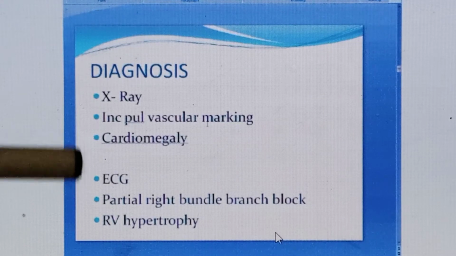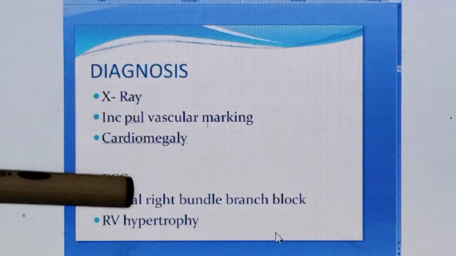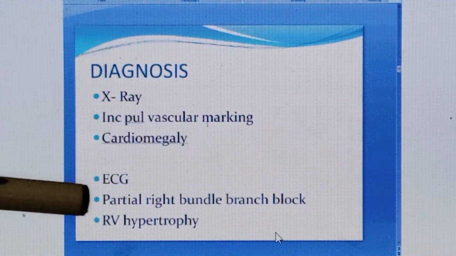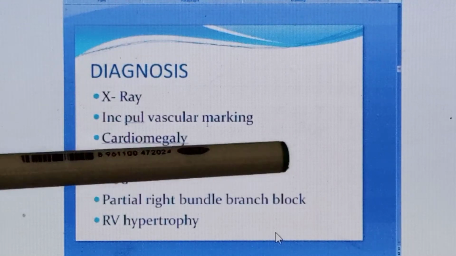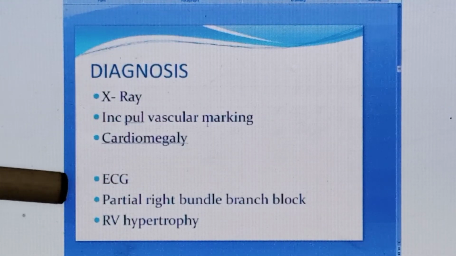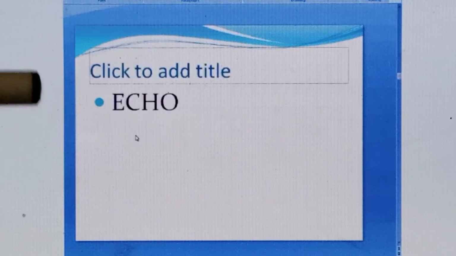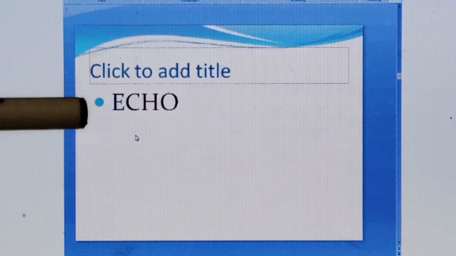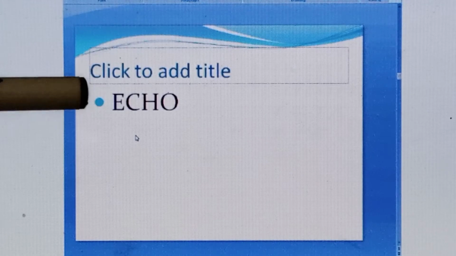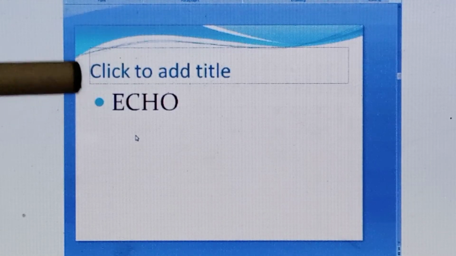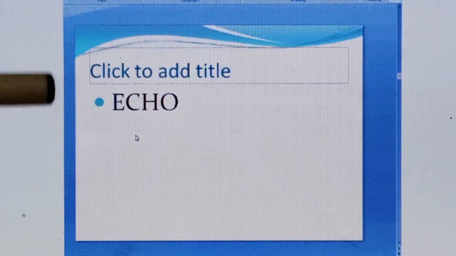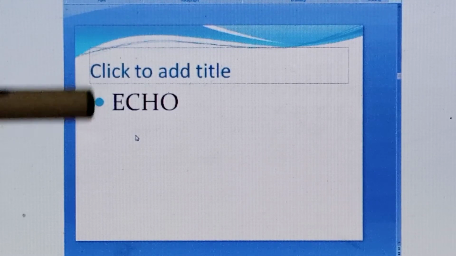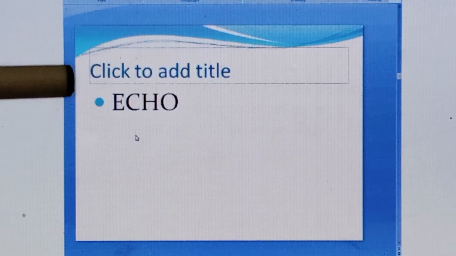The next step in the investigation is the electrocardiogram, that is ECG. It shows a partial right bundle branch block. This is because right ventricular hypertrophy can lead to this bundle branch block on the right side of the heart, and there is right ventricular hypertrophy due to volume overload. The definitive diagnostic test is the echocardiogram, which shows exactly where the pathology is in the atrial septum. So this is the most important test for the diagnosis of ASD.